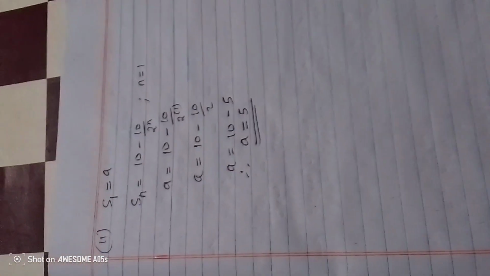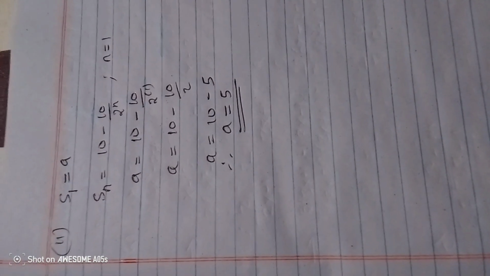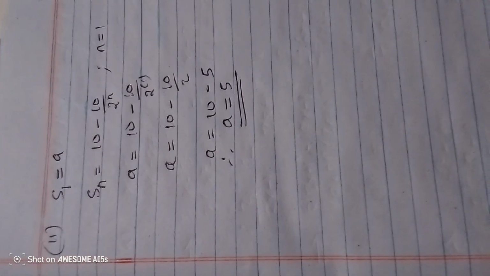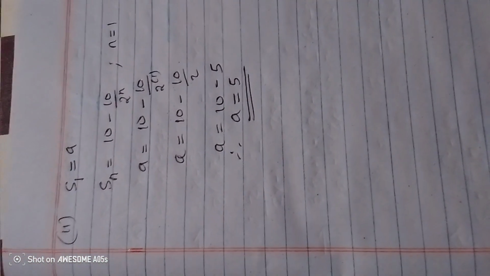So that is how we can find our first term. Remember, the sum of one term is the same as the term itself. If you're adding one term, then there's nothing you're going to combine it with. So the sum of the first term is simply the first term itself. So that is the principle which we have used here to come up with the first term.